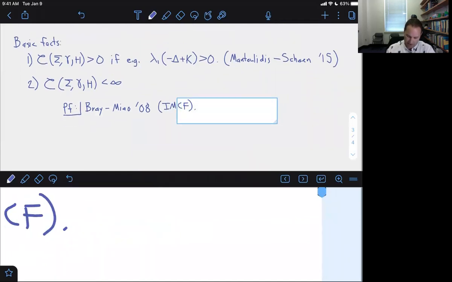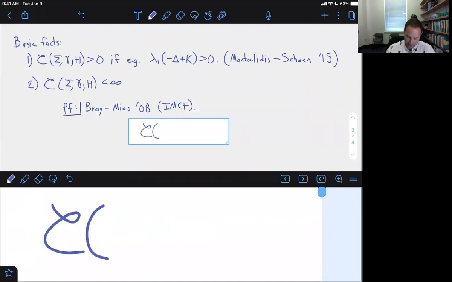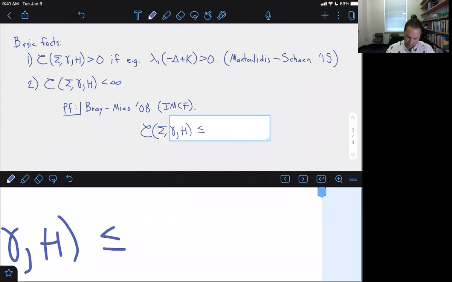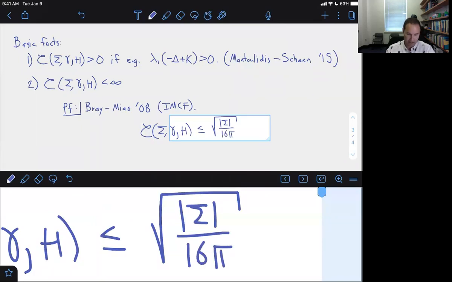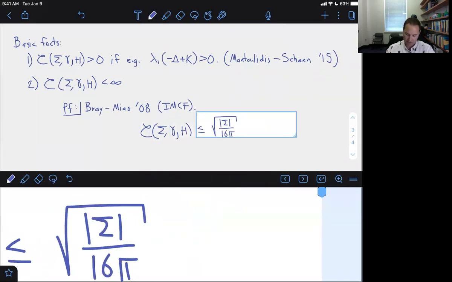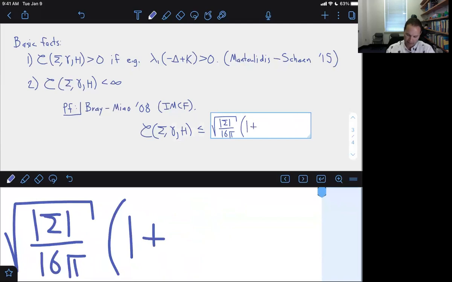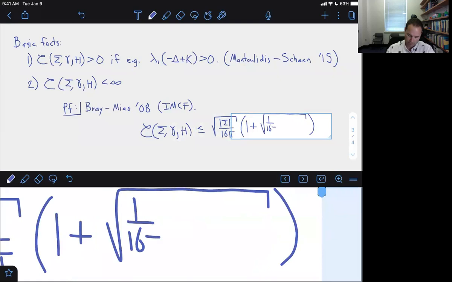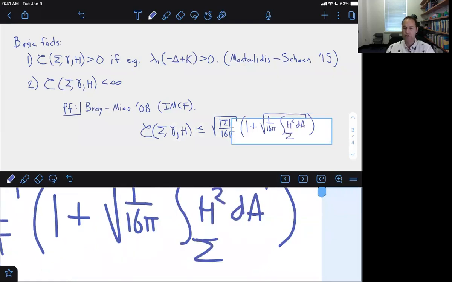So basically, using this, you can show that it's not just finite, you can give an explicit bound here. It's the area of the boundary over 16 pi term, times 1 plus a little more energy term. So you can show something like that. So you have this explicit upper bound. Again, this all requires non-negative scalar curvature.